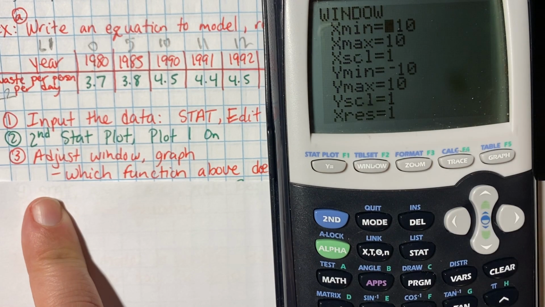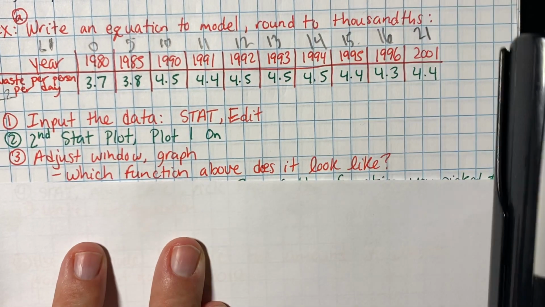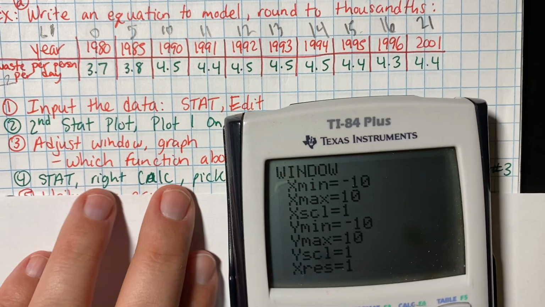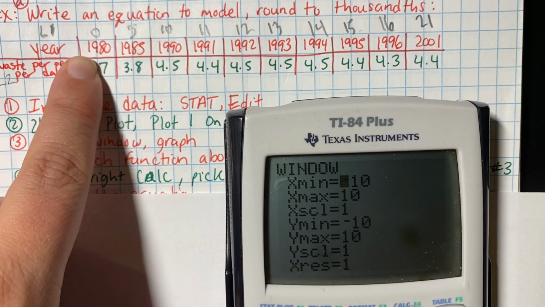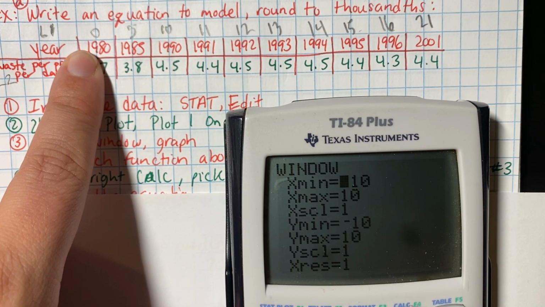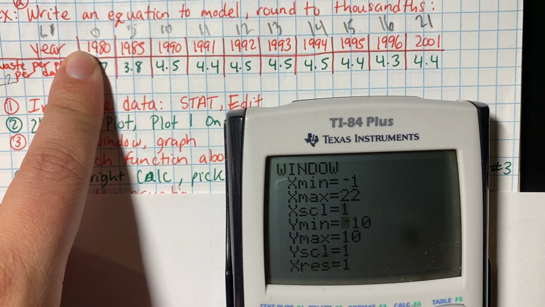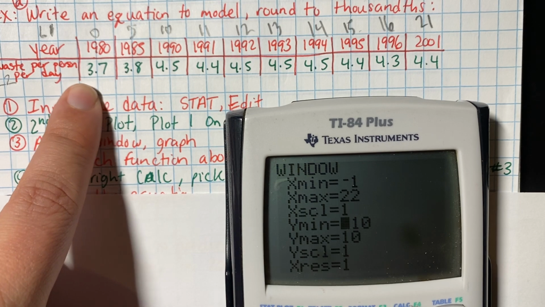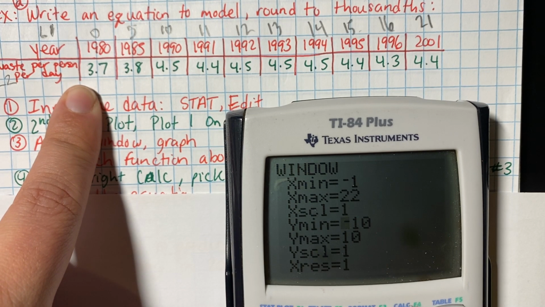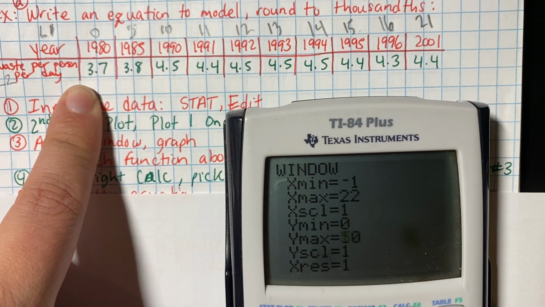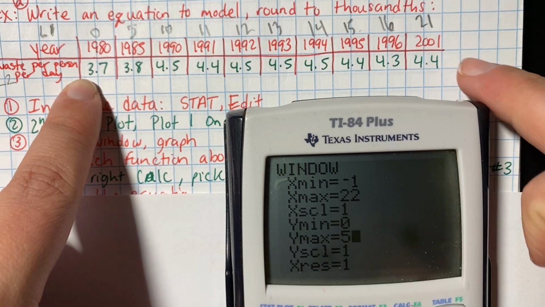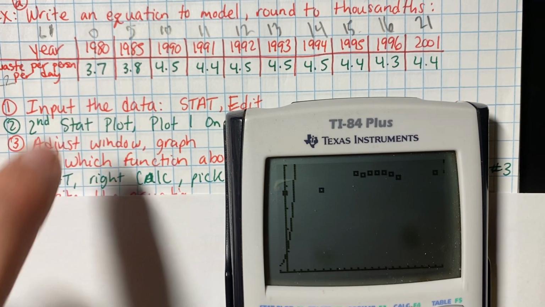Okay, we're going to go to window. We're going to adjust our window to our function. Our x went from 0 to 21, so maybe I'll go from -1 to 22 by 1 so I can see it all. And my y's went from, I could probably go from 0 to 5 because it goes from 3.7 to 4.4, and I'm going to push graph.